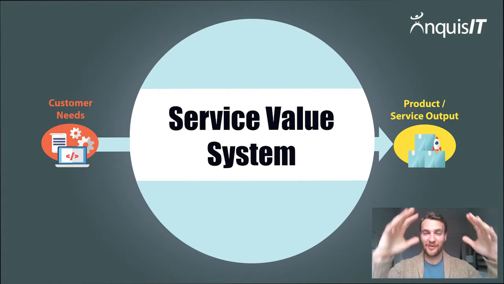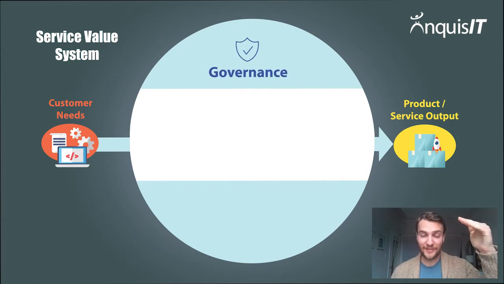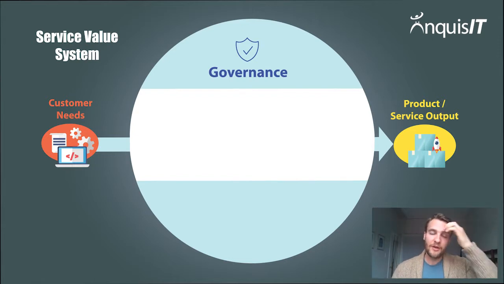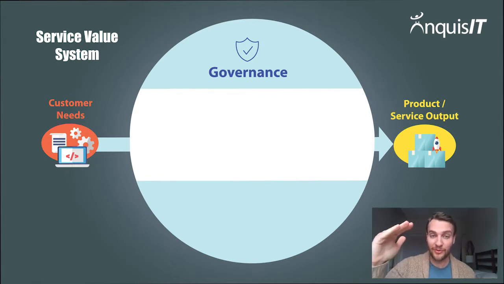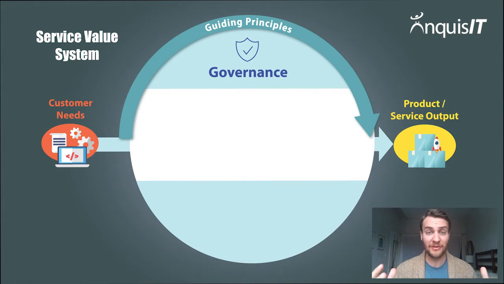But within the service value system, we have five components. We have governance, which is telling us what protocols we want to follow, how we're going to ensure that we follow them, and how do we improve those protocols over time. We have guiding principles, which is sort of a 10 commandments, although there's seven in total, of just general ideas for how we want to operate.